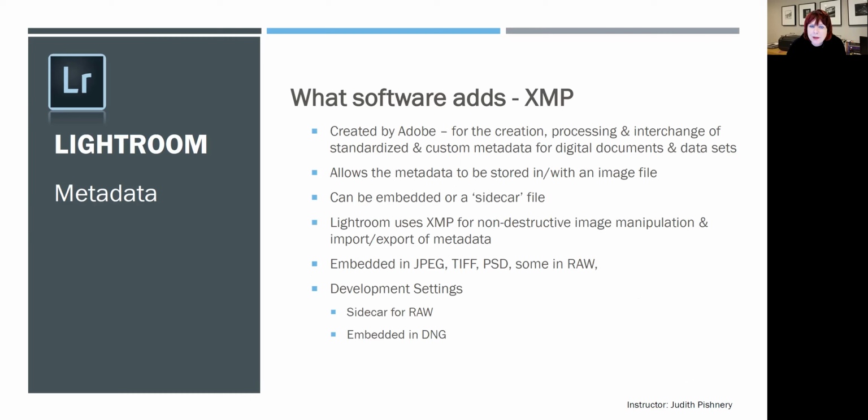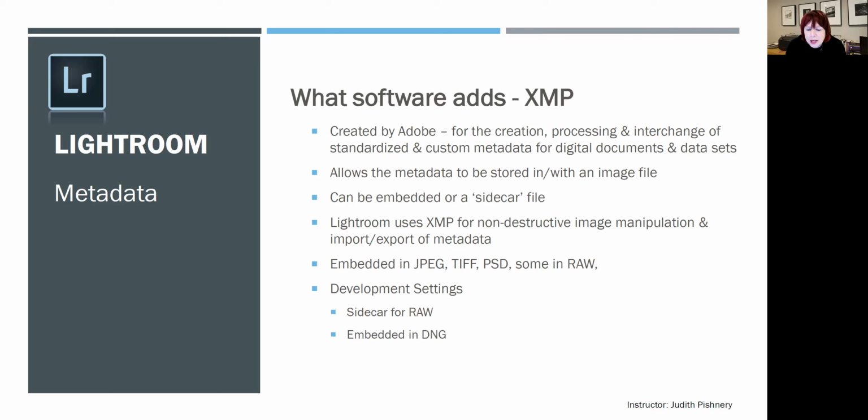Software, the XMP file that was created by Adobe, allows metadata to be stored within the image. As I was mentioning, it gets embedded in JPEGs, TIFFs, PSDs, and some raw files, but not all. And then the sidecar is for a raw, but it does get embedded in a DNG for your development settings.